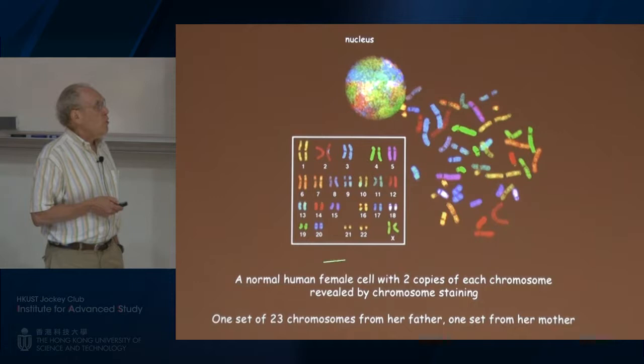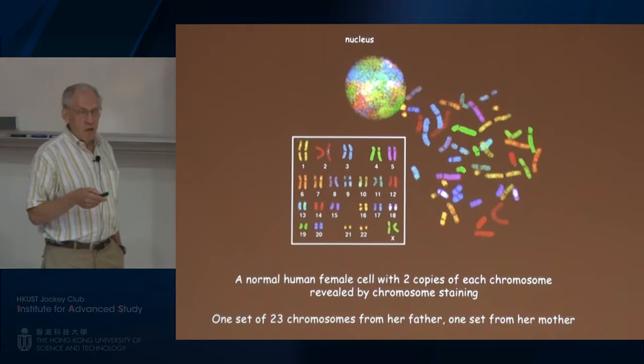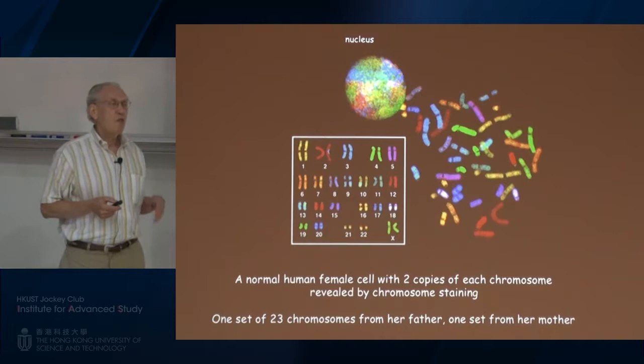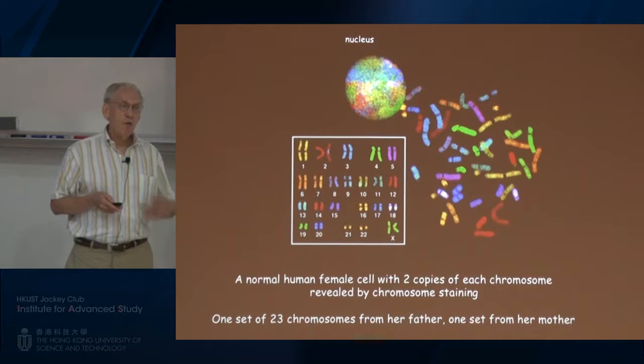by their color. And so this is the standard arrangement or karyotype of a female human, 23 pairs of chromosomes, one set from the mother, one set from the father. I think you must all know this. And as I say, if you take almost any cell out of your body and put it under the microscope and do this, they all look like this. The karyotype is just incredibly stable through literally trillions of cell divisions.